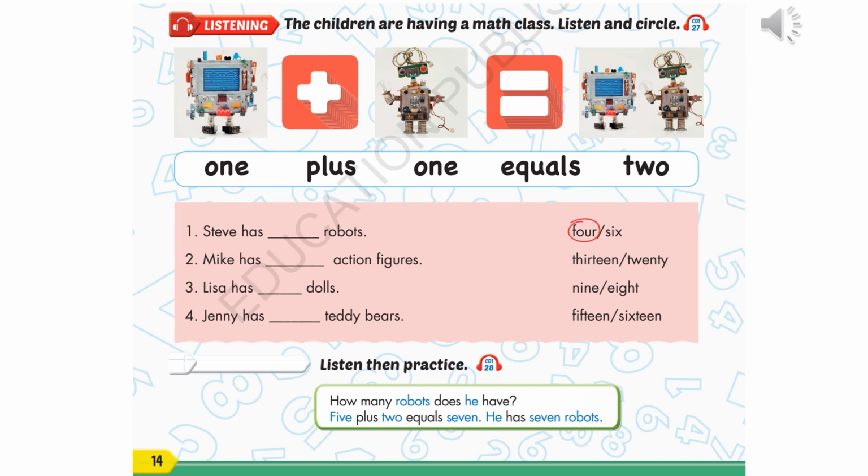4. Jenny has 10 teddy bears. Her dad gives her 6 teddy bears. How many teddy bears does she have? 10 plus 6 equals 16. She has 16 teddy bears. Correct. Now listen again.